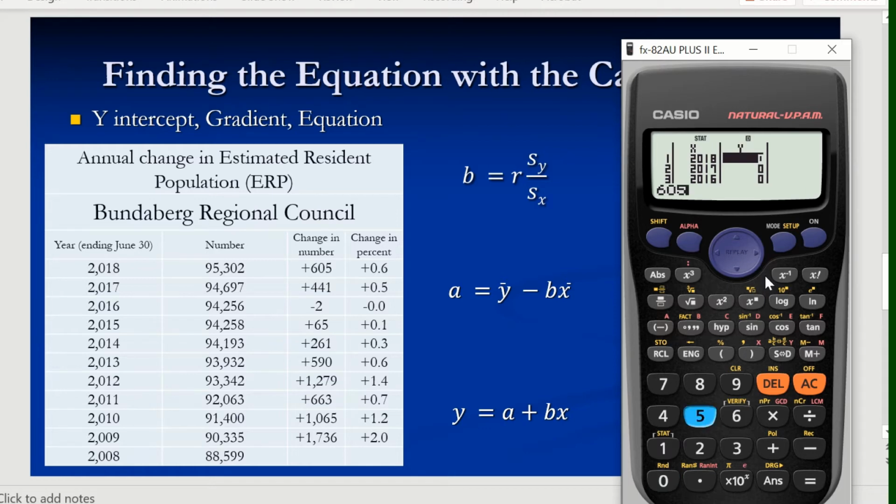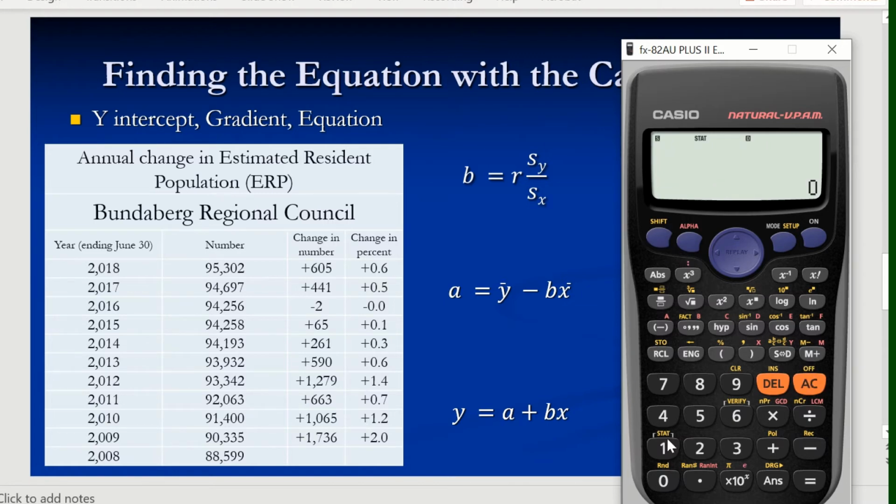We've got 605, 441, -2, 65, 261, 590, 1,279, 663, 1,065, 1,736. Okay, we've put our data into our calculator, and now remember we press AC and then we can retrieve what we need.